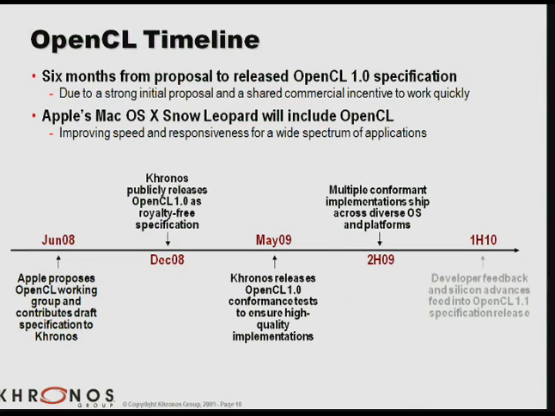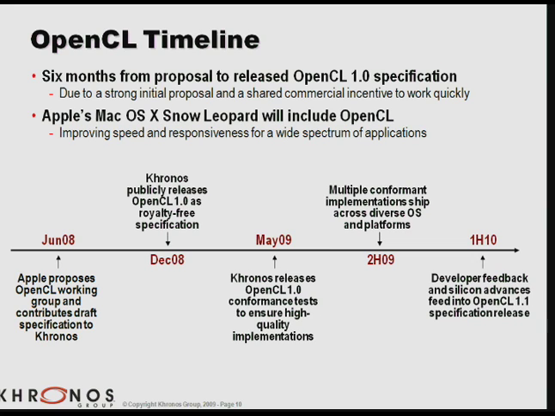So how is OpenCL coming together? What's the timeline that we're on? Apple initially proposed OpenCL in June 2008. We had an intense 6 months where we refined and made that specification into a true open standard. It was publicly released in December 2008, just 6 months, which I think is a world record for an open standards organization.